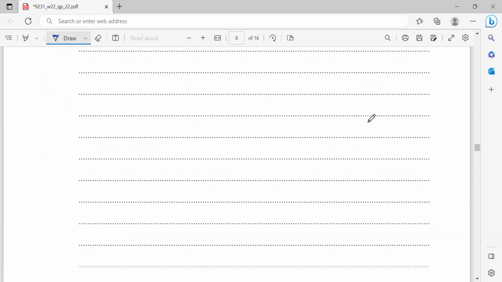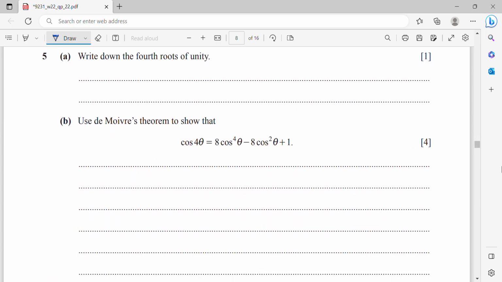Okay, so let's move on to question 5. Now, write down the fourth roots of unity. So, fourth root means you are solving z to the power 4. The unity means 1. Okay, so when you need to solve this, basically, you move the degree 4 to the right side, or no. We will start with degree 2 first. Okay, you slowly decrease the degree.